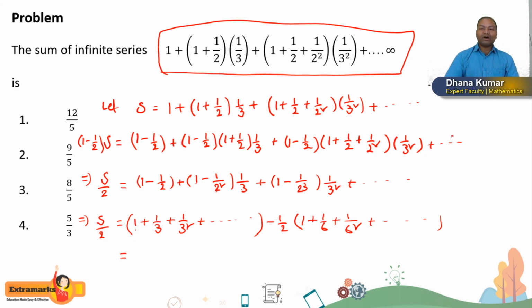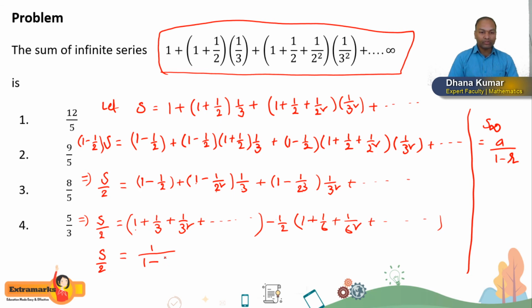In GP, the sum of infinite terms formula is what? Here I am writing S infinity. The formula is a by 1 minus r. What is a? First term. What is r? Common ratio. Clear? So S by 2 is equal to a means 1, a by 1 minus r, common ratio 1 by 3, minus 1 by 2 times, here also the same. a means first term 1 by 1 minus r, common ratio 1 by 6.